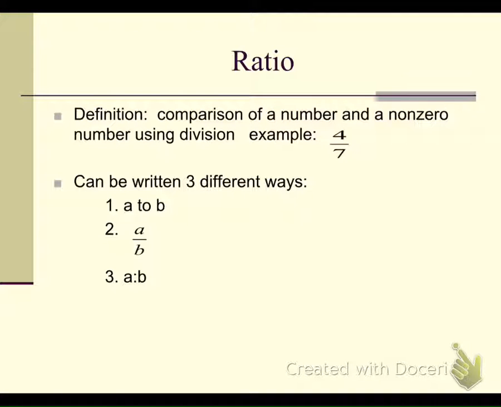Okay, so ratio. I have a definition of ratio for you. Jeremy? So a ratio is a comparison of a number and a non-zero number using division. So here we see we have 4 to 7. It's written as a fraction, but we read it as 4 to 7. We can rewrite it in 3 different ways. So you have A to B, and A, notice it's a colon, to B. So each of those represent a ratio. And again, a ratio is a comparison of a number and a non-zero number using division.